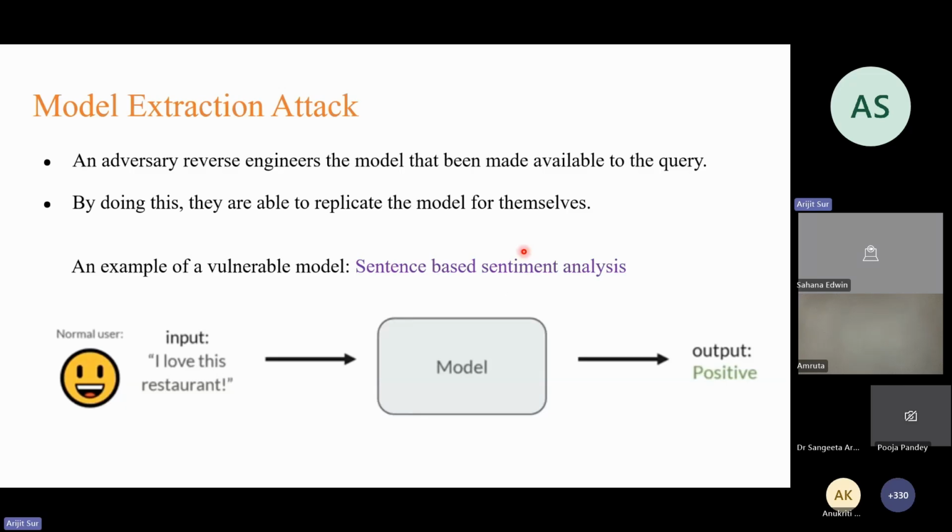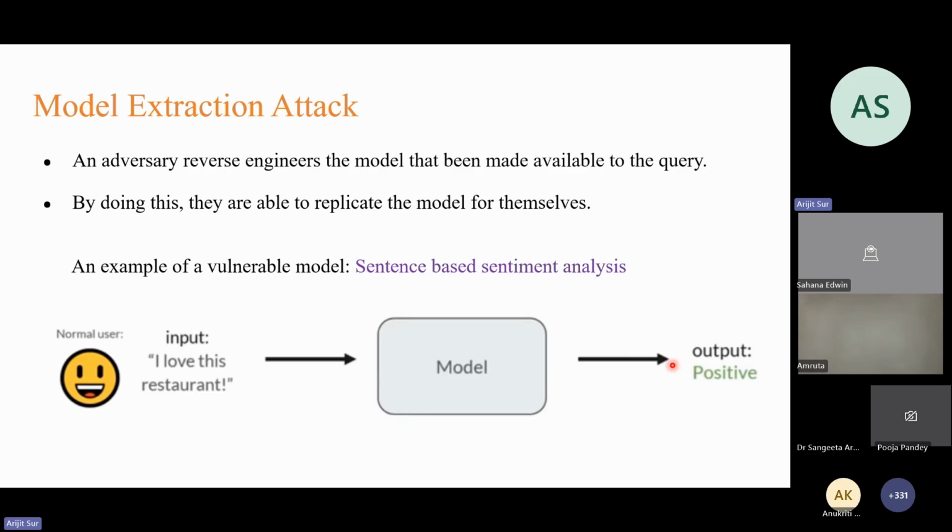Okay. Now let's try to understand a bit what a model extraction attack is. The adversary reverse engineers the model that has been made available for queries. Say you are given a model that classifies text, a kind of sentiment analysis. For example, "I love this restaurant" gives a positive output. It is an example of sentence-based sentiment analysis.